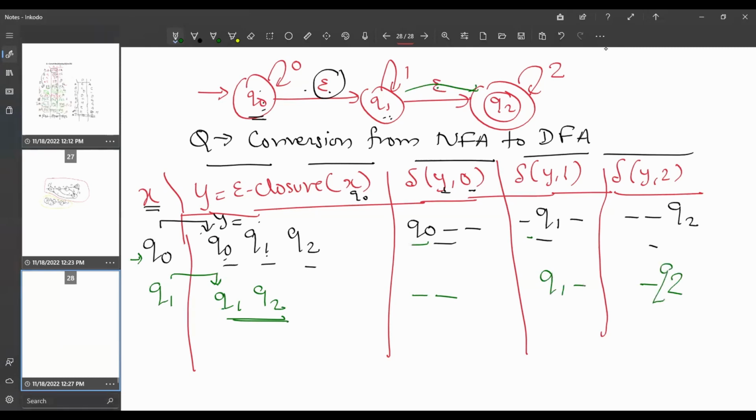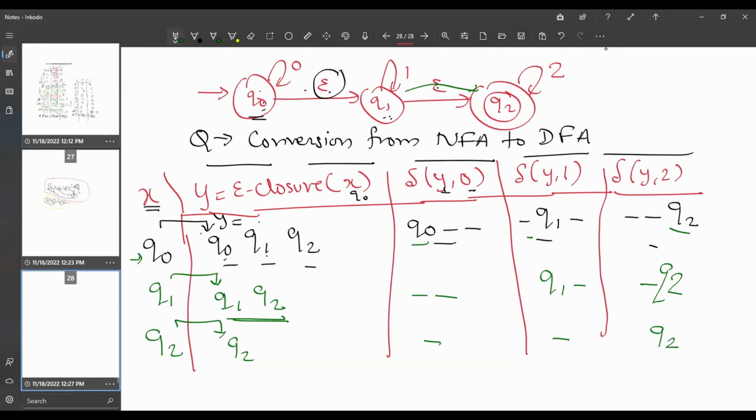Now we have considered Q1, now we will consider Q2. The first step is to include Q2 in its epsilon closure. Now Q2 on epsilon is not moving anywhere. So this will become Y. Now Q2 on 0 is not going anywhere. Q2 on 1 is not going anywhere. Q2 on 2 goes to Q2.